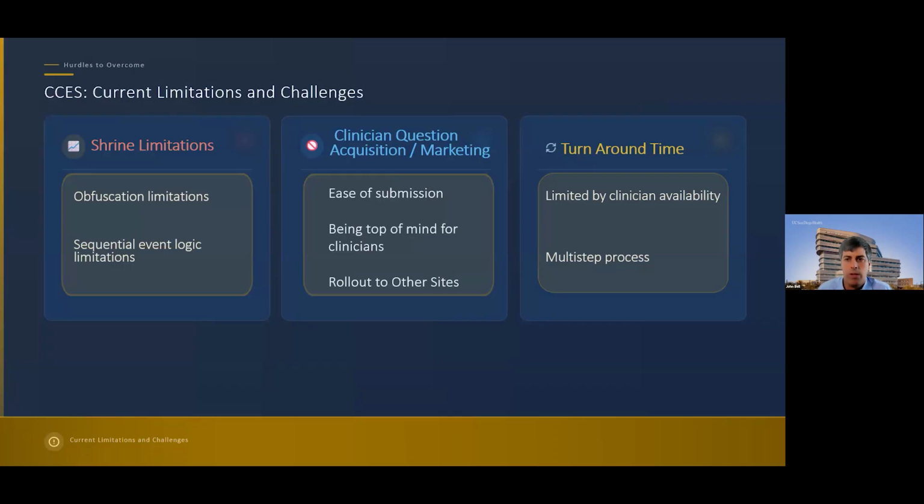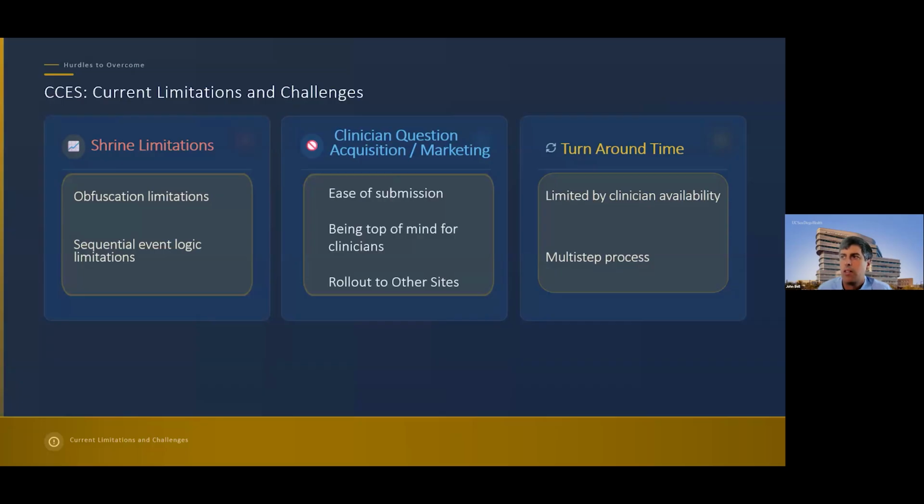For our SHRINE limitations, one, we had some obfuscation limitations that have been more challenging. The previous obfuscation limitation was plus or minus 10. I'll talk in a second about what's been going on to address that. There was also, when we first started the project, only one sequential event logic that you could have within the SHRINE portal, which really limited how many sequential events you could put into each query, and made us rely a lot on using dates to create sequential logic, which is not as good as having sequential logic itself within the SHRINE portal.